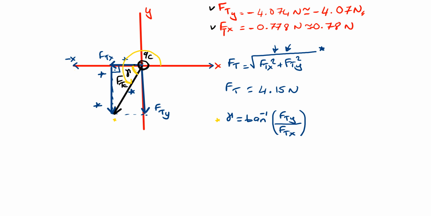So if I do this, tangent inverse of F total y over F total x, I'm going to find that angle to be 79.2 degrees. And it makes sense because the y component is significantly larger than the x component, and I couldn't even draw them to scale. Pretty much Fy is 4 and Fx is 0.7, so quite larger, and it will have a large angle with the negative x-axis here. Alright, see you in the next video.